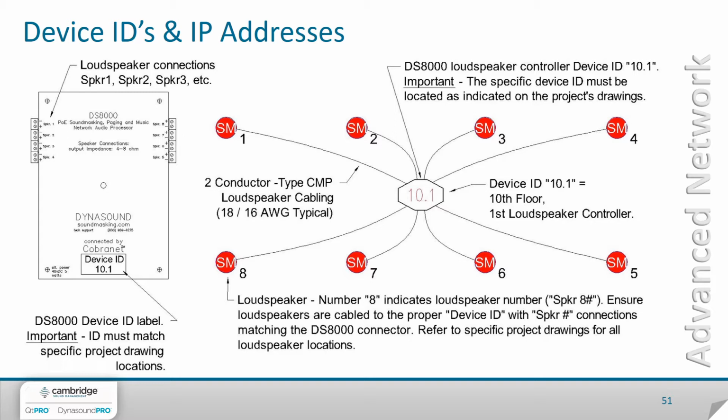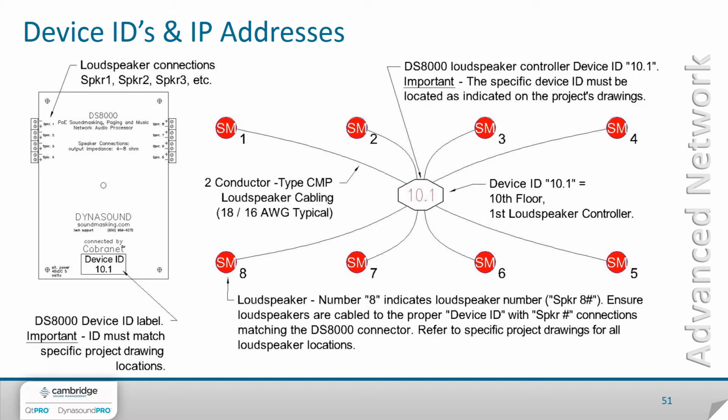Additionally, the 8 loudspeaker channels must also match perfectly the design drawings in the proper order. On the right side of this drawing, you will notice a rectangular-shaped octagon with the ID 10.1. Also shown are 8 sound masking symbols denoting loudspeaker locations. The number next to the sound masking symbol indicates the loudspeaker number associated with device ID 10.1. Because of this, when installation occurs, the DS8000 pre-labeled 10.1 must be located in the area shown and serve the loudspeakers in the proper termination order.